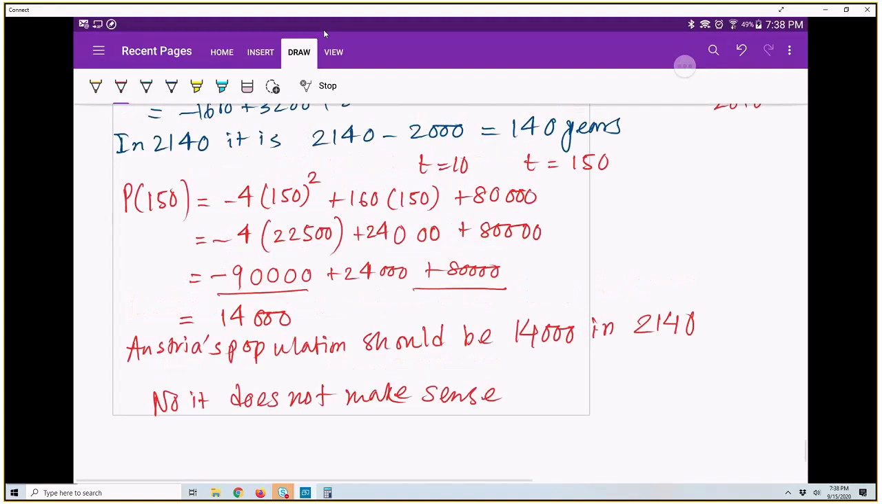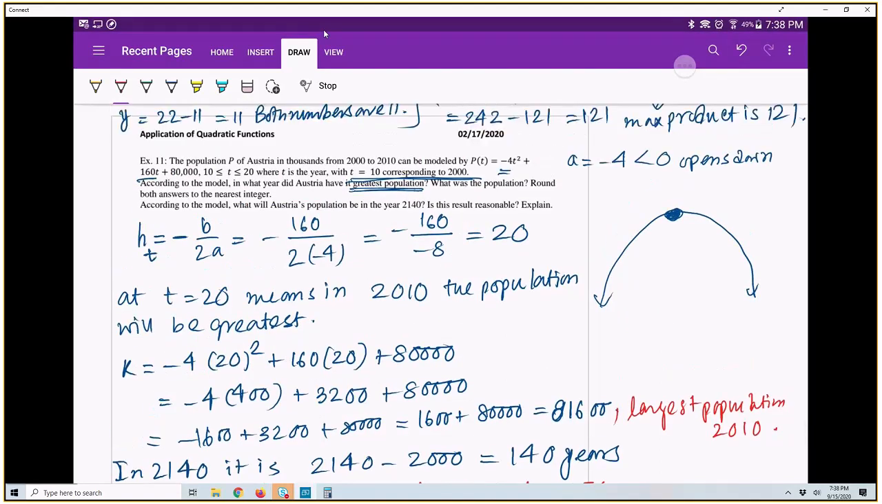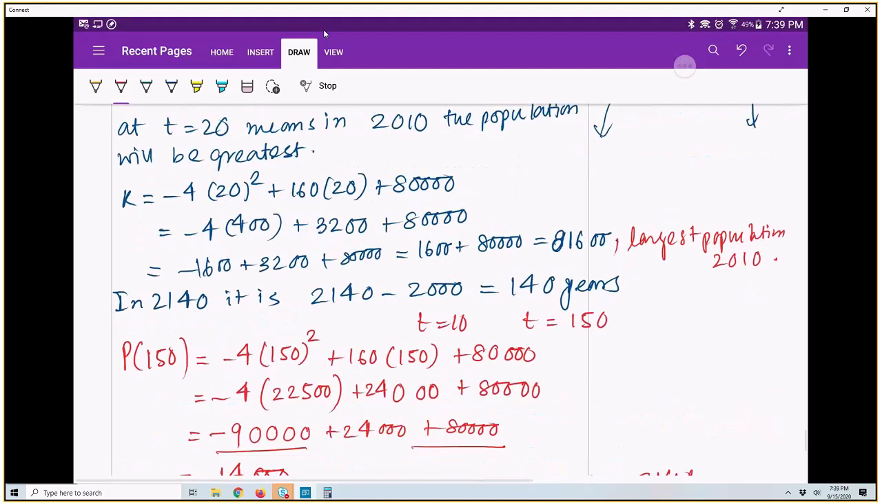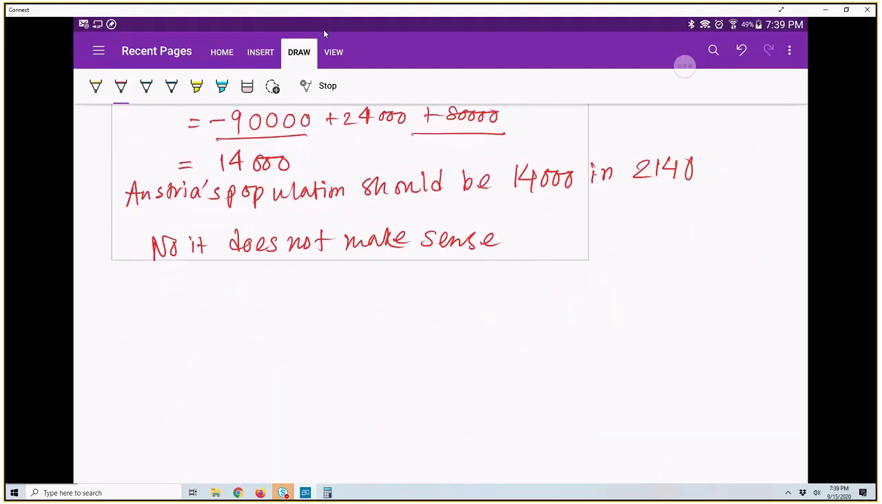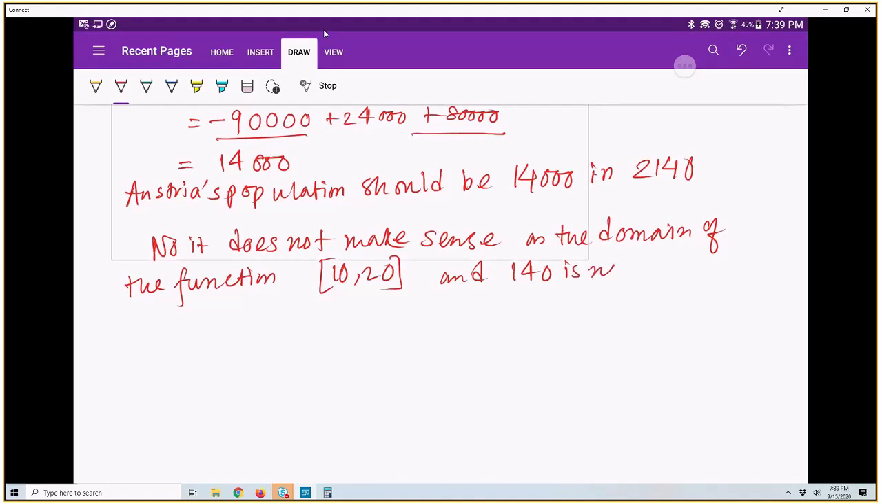Because this model of the population was good for the years 2000 to 2010. That's given in the problem. 2140 is beyond those mentioned years. So I will just say no, it doesn't make sense, as the domain of the function is 10 to 20 and 140 is not in the domain. And that would complete this problem.